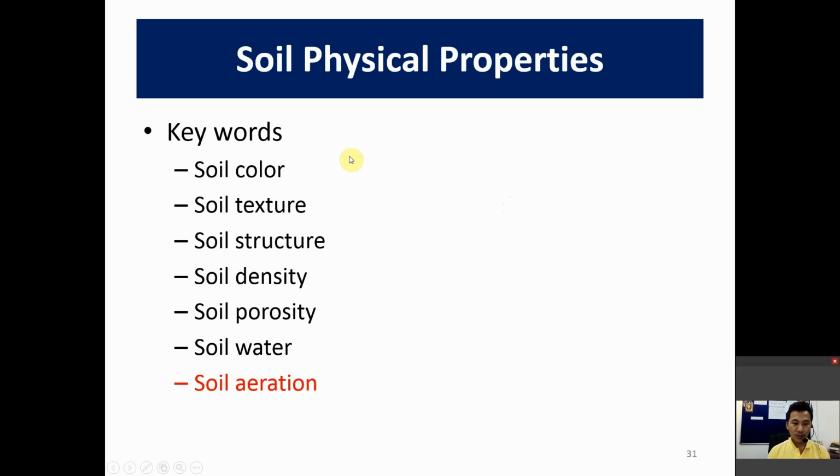Okay, the last section will be soil aeration. We talked about the solid phase, also the soil color, and we just finished density and everything about soil structure and also water. Now we move to another very important part, soil aeration.